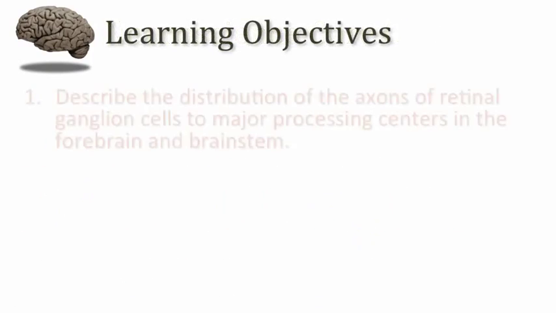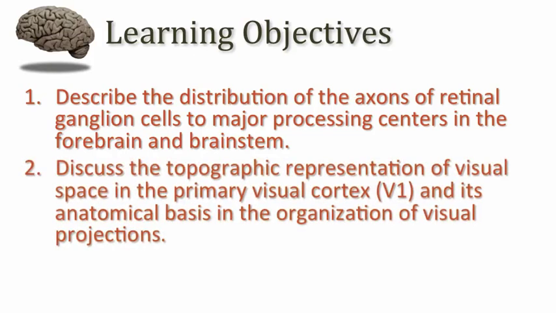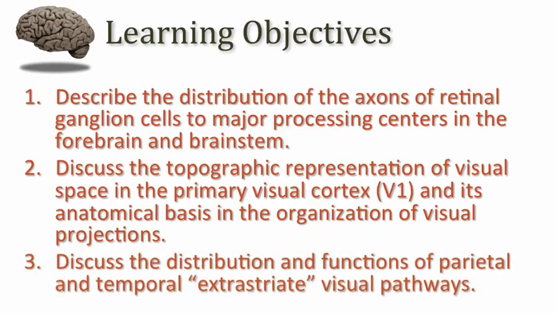Well, we have some learning objectives today. I'd like for you to be able to describe the distribution of axons from retinal ganglion cells to the major processing centers in the forebrain and the brainstem that process vision. I want you to be able to really focus in on the central visual pathways and the topographic representation of visual space. We call this visuotopy, and I want you to be able to characterize visuotopy in the primary visual cortex, also known as V1. And lastly, I want you to be able to discuss, beyond V1, what happens to visual signals as they enter what we call extrastriate visual pathways.